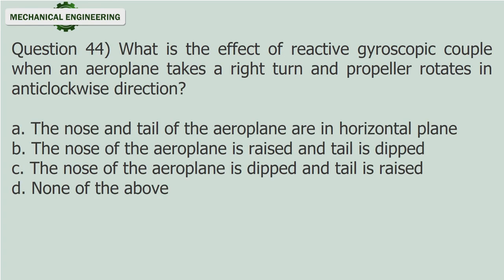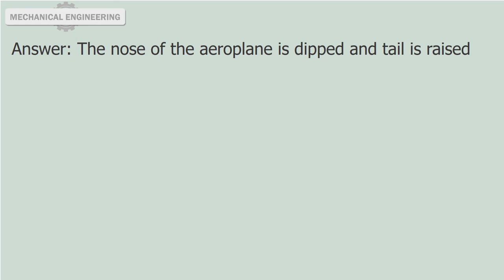Question 44. What is the effect of reactive gyroscopic couple when an aeroplane takes a right turn and propeller rotates in anti-clockwise direction? A. The nose and tail of the aeroplane are in horizontal plane. B. The nose of the aeroplane is raised and tail is dipped. C. The nose of the aeroplane is dipped and tail is raised. D. None of the above. Answer: the nose of the aeroplane is dipped and tail is raised.